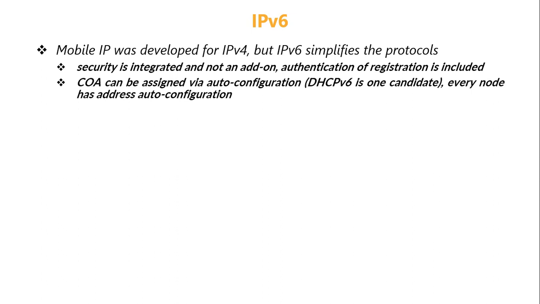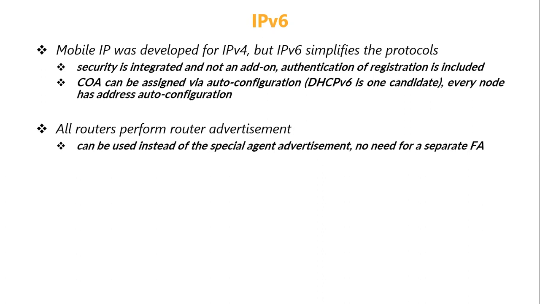In IP version 6, the COA, that is the care of address, can be assigned via auto configuration. Care of address can be assigned through DHCP, Dynamic Host Configuration Protocol version 6. Every node has the address auto configuration feature, and all routers can perform routing advertisements.